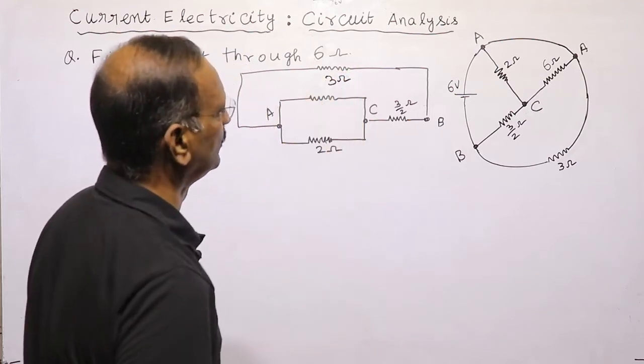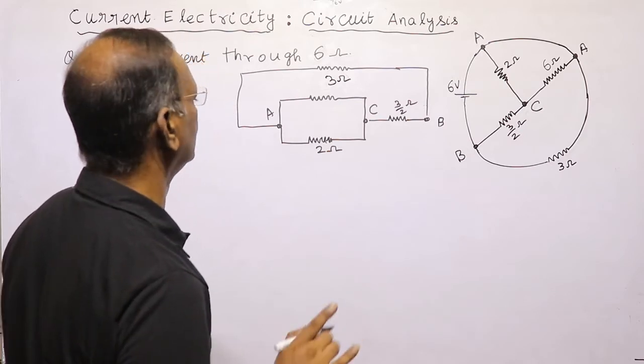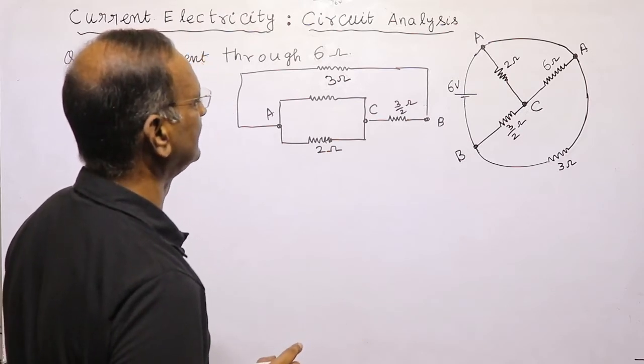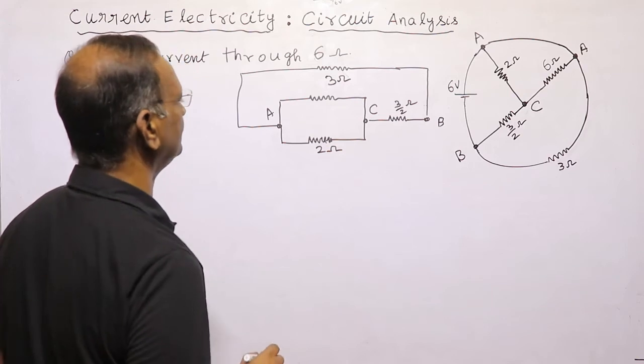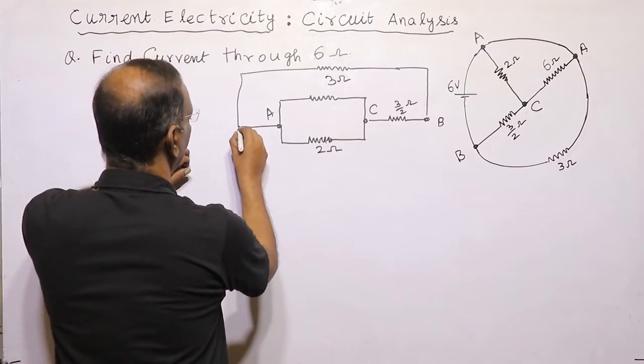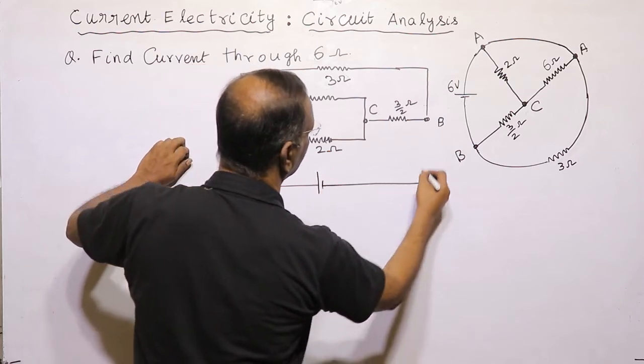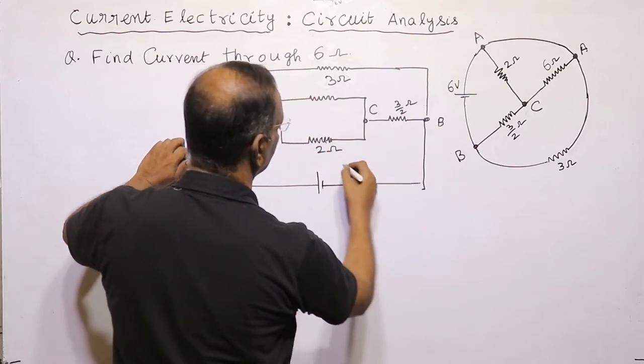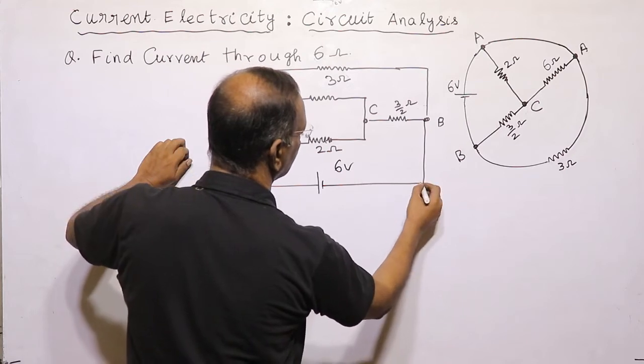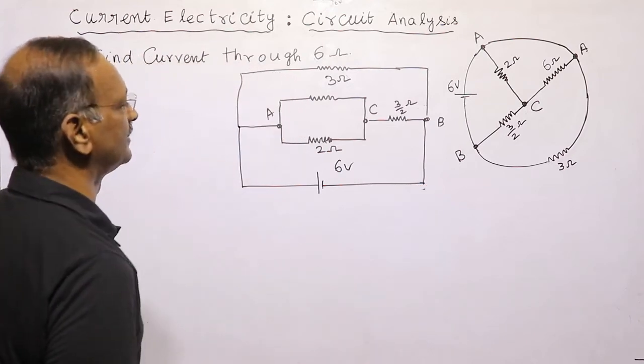Okay. There are 4 resistances, 1, 2, 3, 4, all have come. Now battery is connected between B and A. So between B and A, a battery of 6 volt is connected. So this is the equivalent circuit.